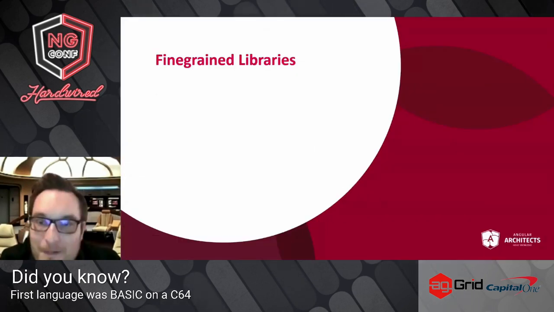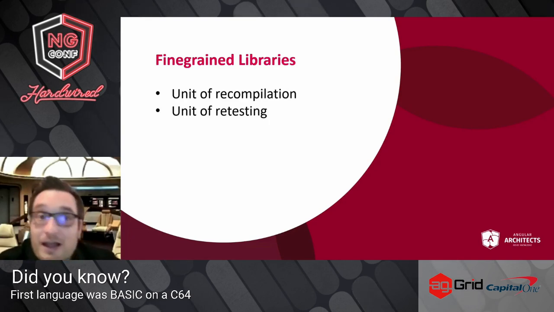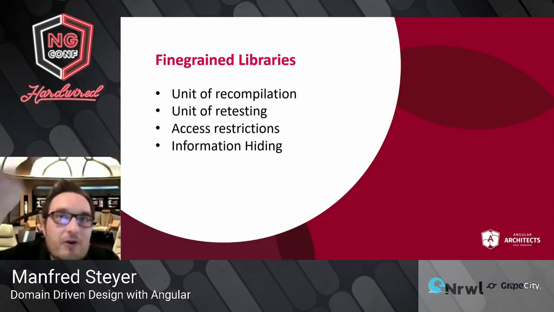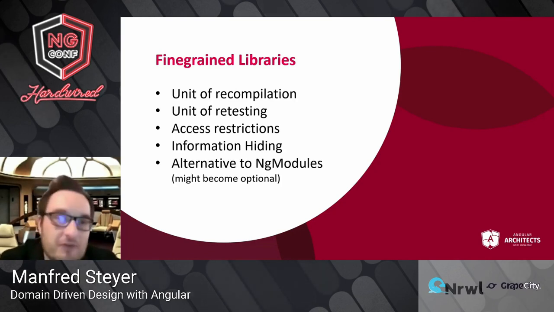We have seen we have a lot of fine-grained libraries, and that's for the better, because the library is the unit of recompilation and the unit of retesting. Saves you a lot of time. We can introduce fine-grained access restrictions. We have information hiding, because each and every library has this index.js, exposing everything for other libraries. The rest is part of your secrets. And as mentioned, it is good to have secrets.